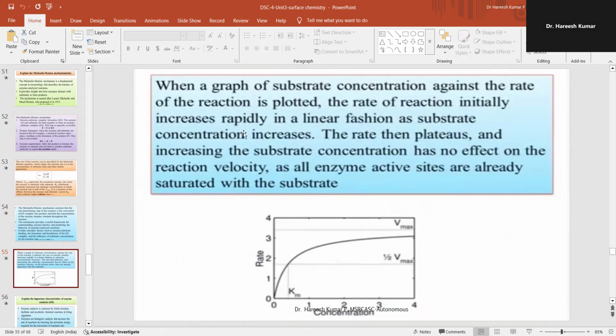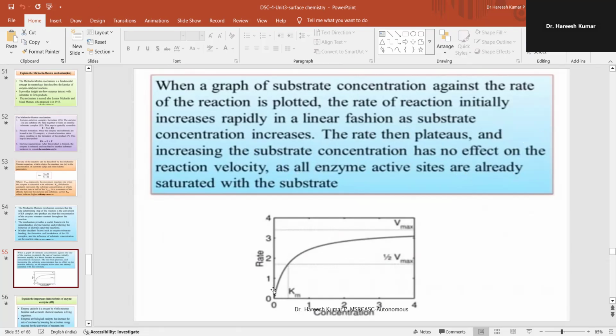In the next slide, when a graph of substrate concentration against the rate of reaction is plotted, the rate of reaction initially increases rapidly in a linear fashion as the substrate concentration increases. The rate then plateaus, and increasing the substrate concentration has no effect on the reaction velocity, as all enzyme active sites are already saturated with the substrate.